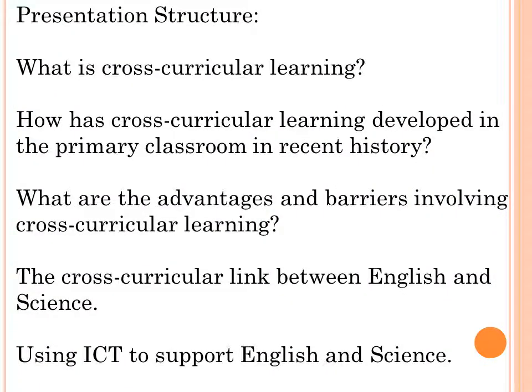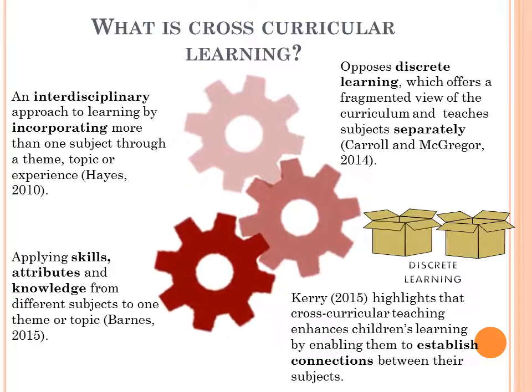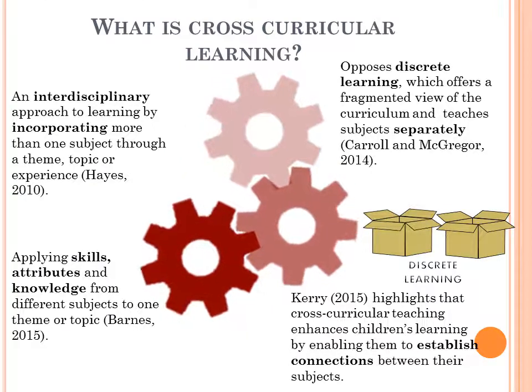The structure of this presentation is as follows. What is cross-curricular learning? How has cross-curricular learning developed in the primary classroom in recent history? What are the advantages and barriers involving cross-curricular learning? The cross-curricular link between English and science, and using ICT to support English and science. This part of the presentation will answer the following question.